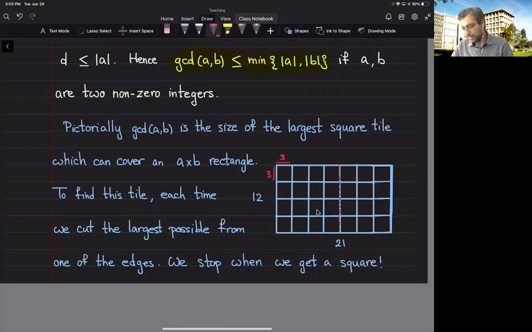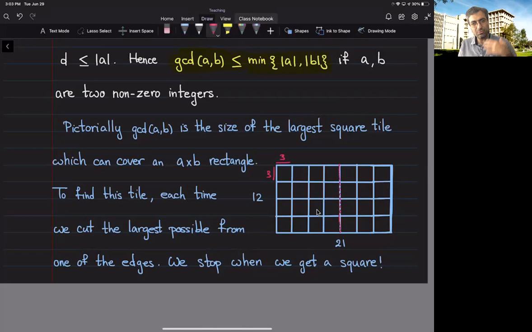So essentially, I can cut this 12 by 12 square from this larger rectangle and ask the same question for the smaller rectangle: what is the largest square that can tile this smaller one? Whatever square can tile the smaller one is good enough to tile the larger square, and therefore the large rectangle as well. I can repeat this process.